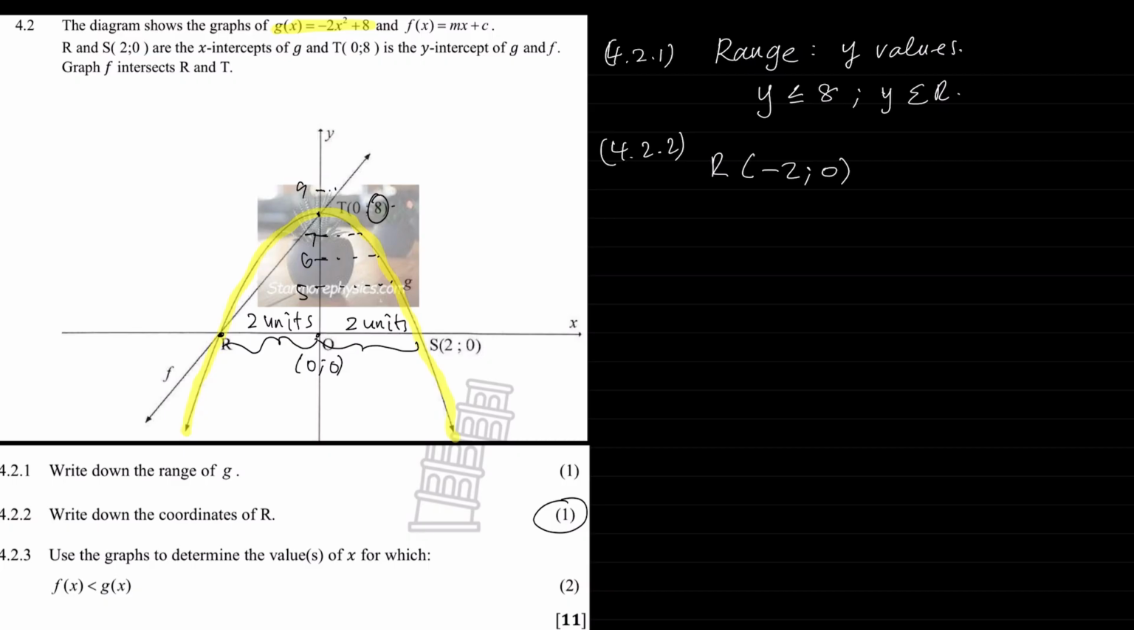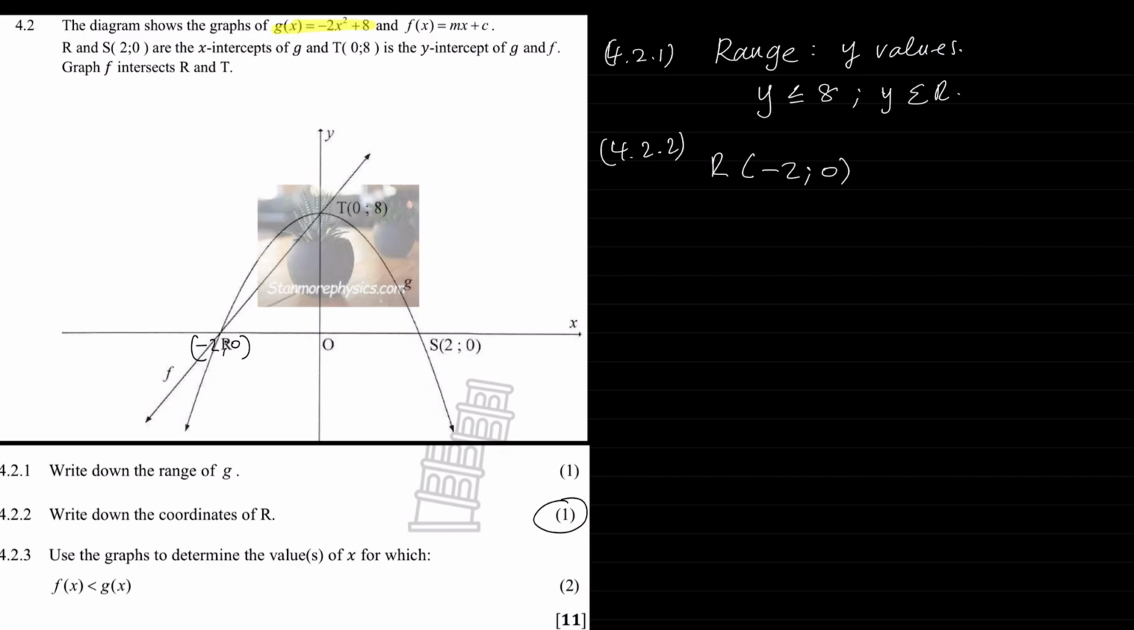And then the last question, question 4.2.3, use the graph to determine the values of x for which f of x is less than g of x. Okay, so let me clear this up. Okay, now let's input this point here. This is minus 2 and 0. And let's try to figure out what this means.